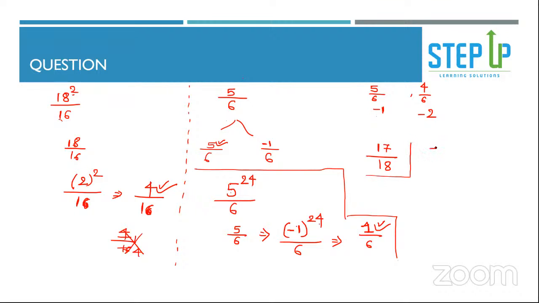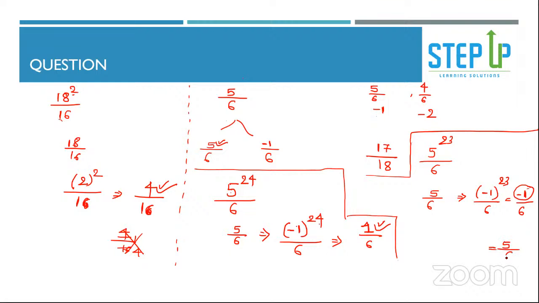Let's write here. 5 to the power 23 by 6. When single 5 is divided by 6, my remainder is -1, right? -1 to the power 23 is -1. But you cannot represent your remainders in negative. So finally your answer will be what? 5 by 6, 5 itself. Okay. This is one way.